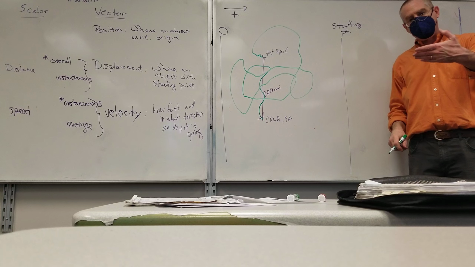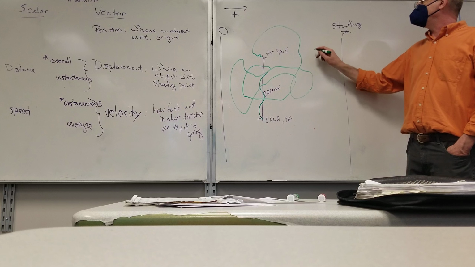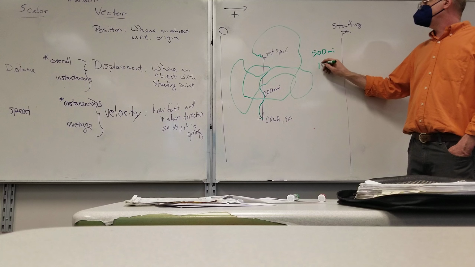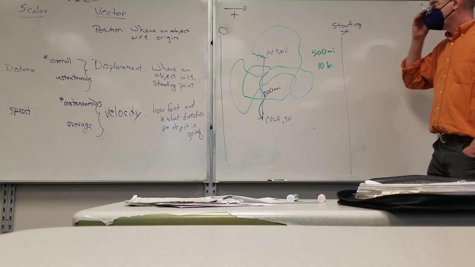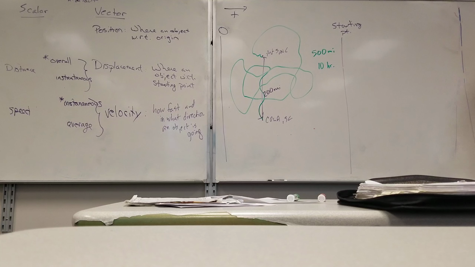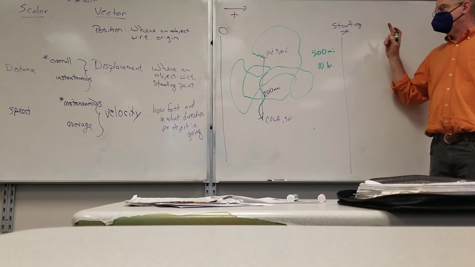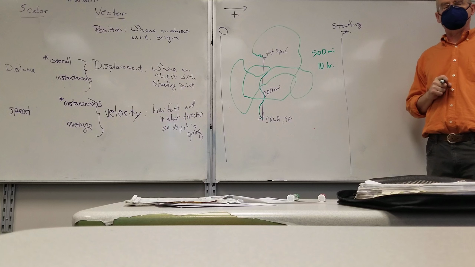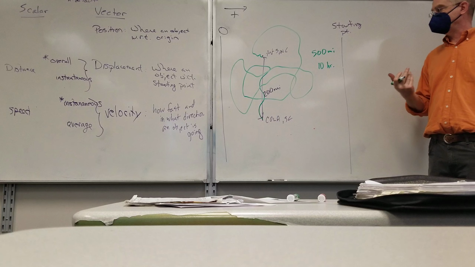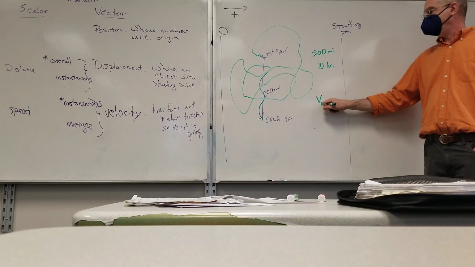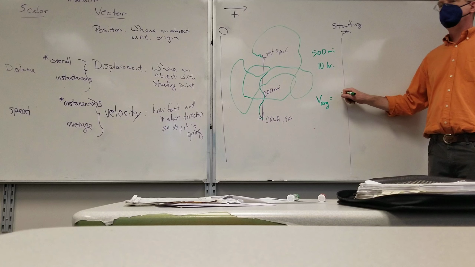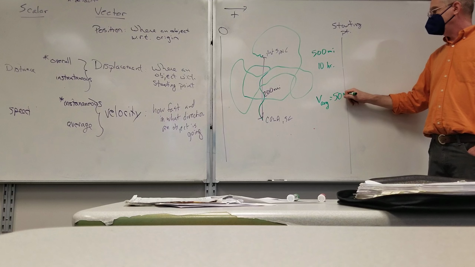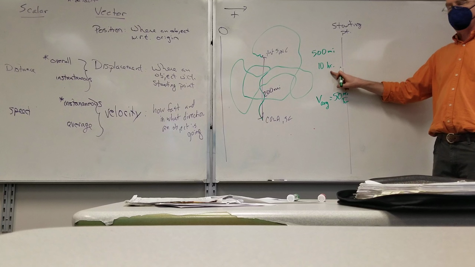So I looked at the odometer of my car before I left. I looked at my odometer when I get there, and my odometer says that I traveled 500 miles, and it took me 10 hours. My average speed, well, average speed is just the distance I traveled divided by time. So what's my average speed? 50 miles per hour. Distance divided by time.